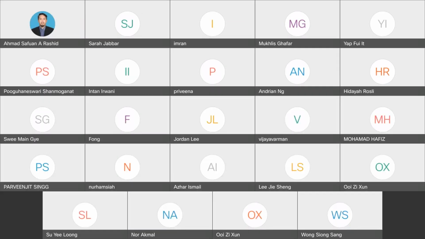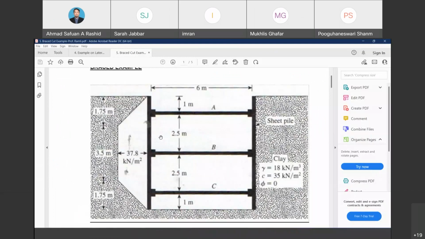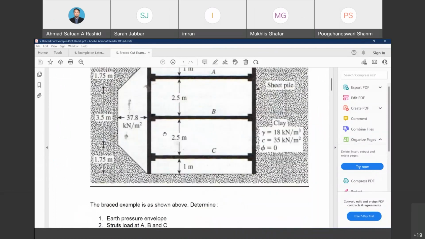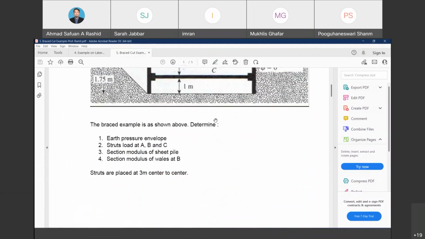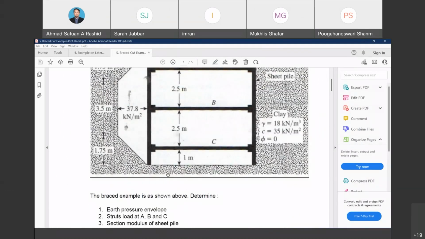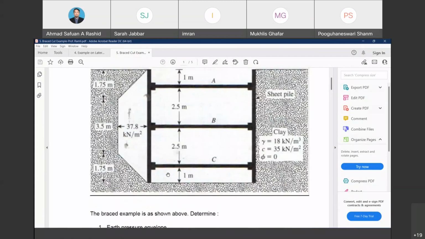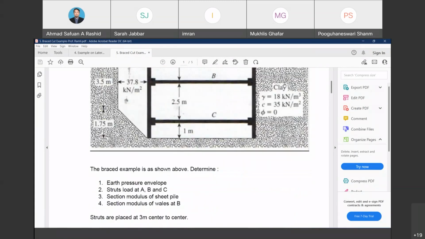For the case of what we call clay, the firm clay. So this is an example for the firm clay. The base example is shown above. Determine the earth pressure envelope, strut load at A, B, C, section modulus of sheet pile, section modulus of the wale at B. Struts are placed 3 meters center to center. So this is the property value of the clay.